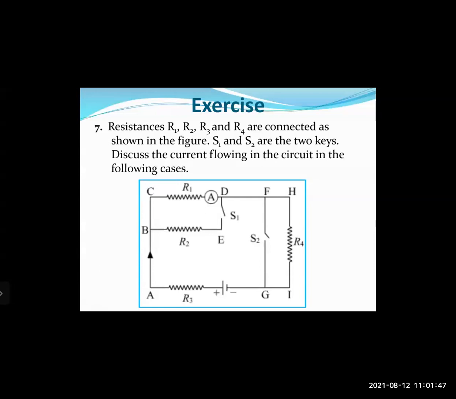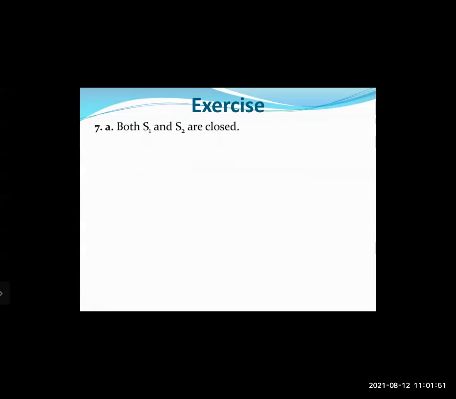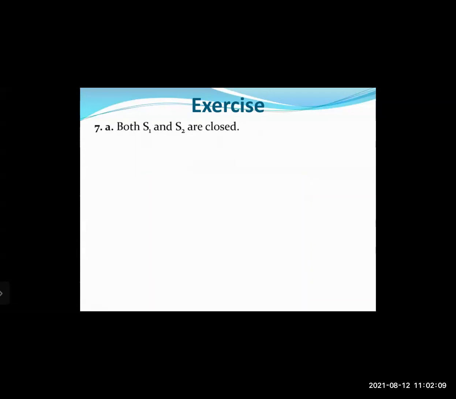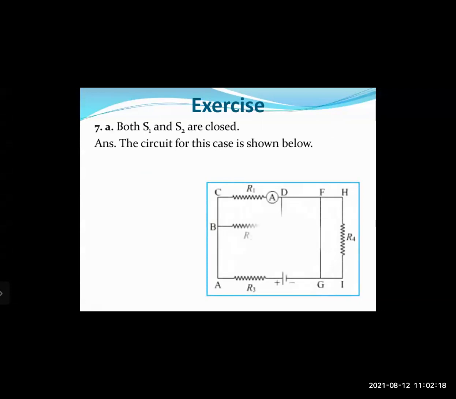So they will give us certain conditions. Let us see what the first condition is. Both S1 and S2 are closed. Closed means the current will flow through that point. That means if S1 is closed, the current can flow between points D and E. And if S2 is also closed, then current can flow through points F and G, right? So let us see what happens. Both S1 and S2 are closed. When such a case happens, the circuit for this case is as shown below. Let us see how the circuit changes.